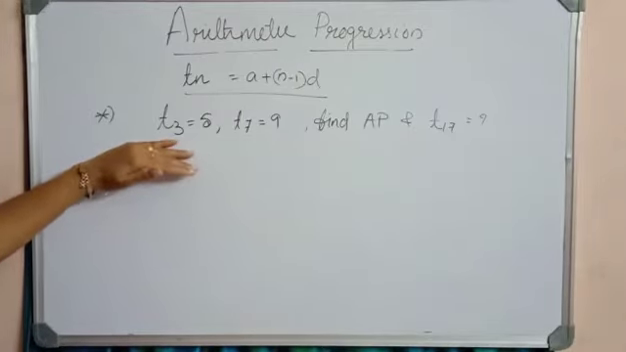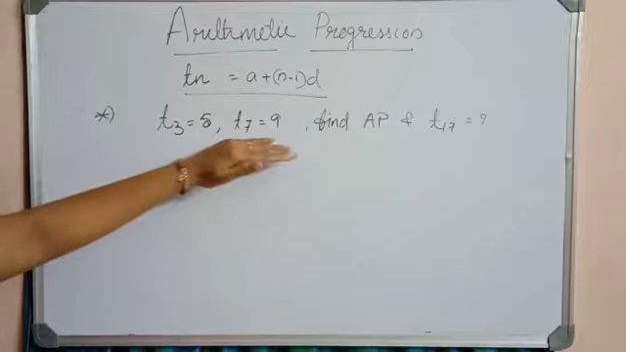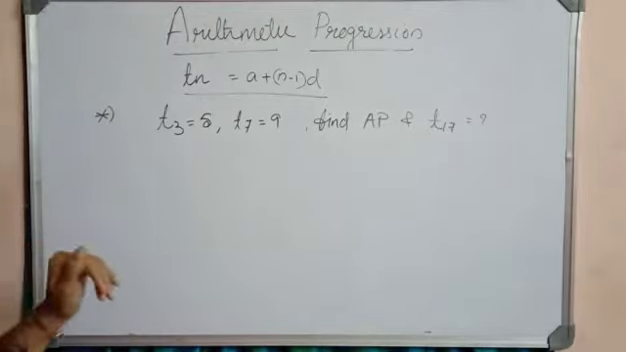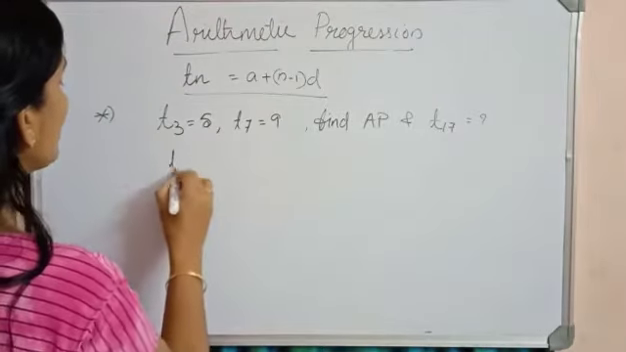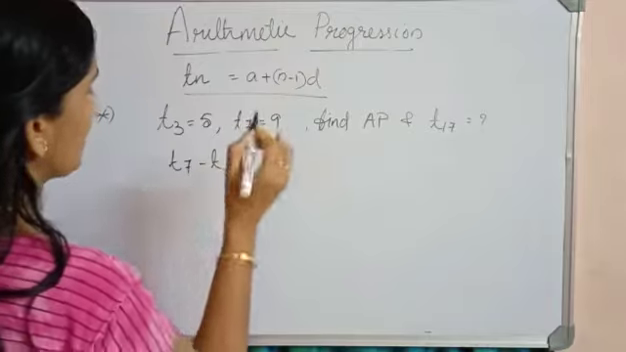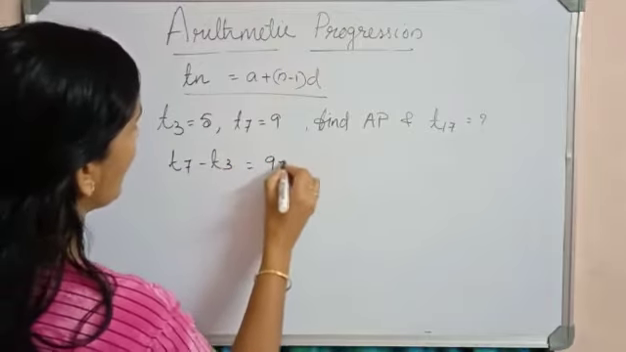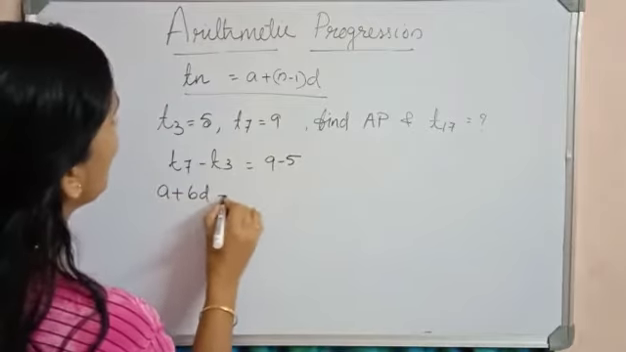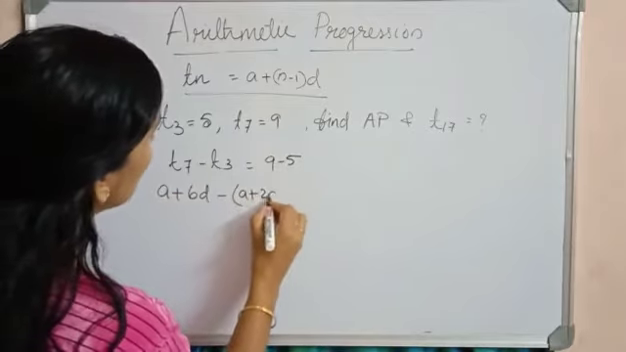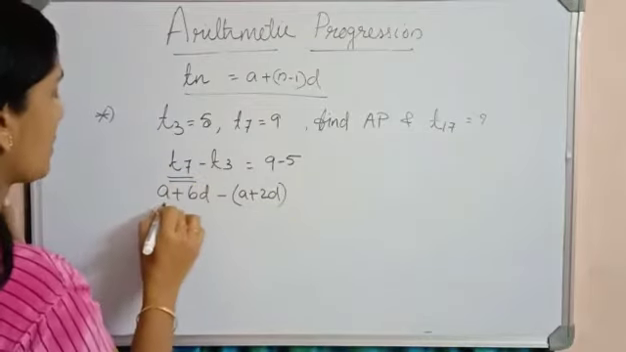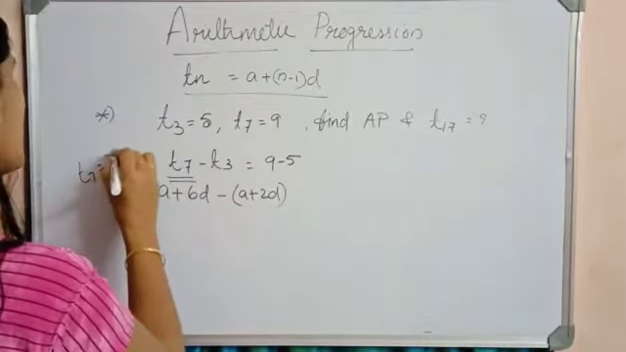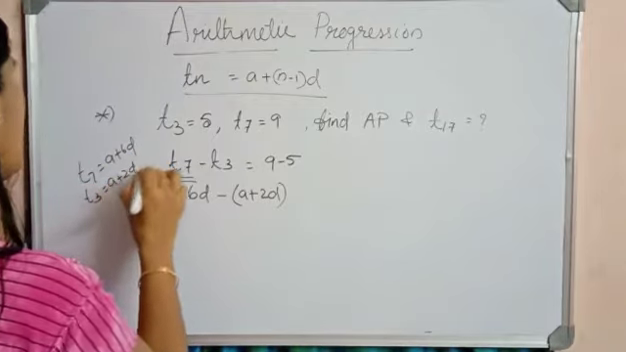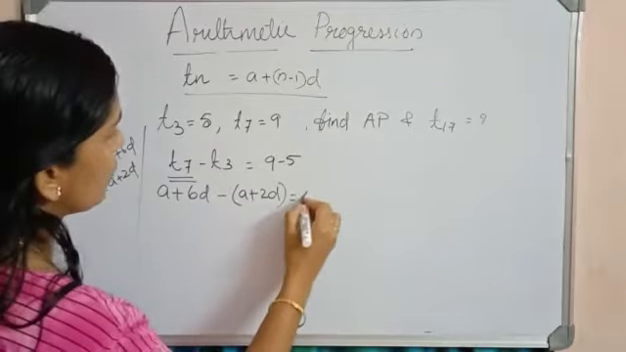Now consider this question. It's given that the third term of the AP is 5 and the seventh term of the AP is 9. We need to find the AP as well as the 17th term. So how to find it? Let's see. First, let's find T7 minus T3. That is equal to 9 minus 5. Since we know that T7 is A plus 6D and T3 is A plus 2D, that is equal to 4.